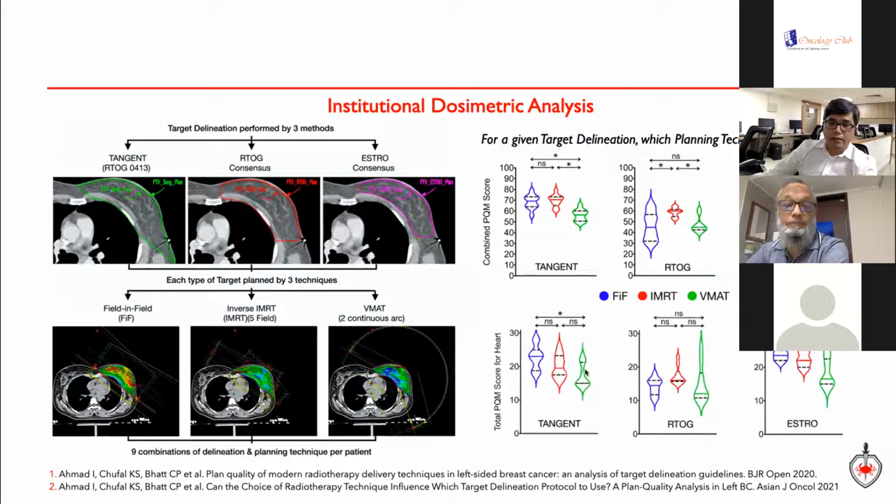Importantly though, what is the influence on heart doses? What we found was that with tangent and with ESTRO, again, there's nothing to choose between the field and field and the IMRT plan, either here or here. And when we use VMAT with tangent plans or we use VMAT with ESTRO, actually significantly less score. So in this case, higher scores are better, and it received less score.